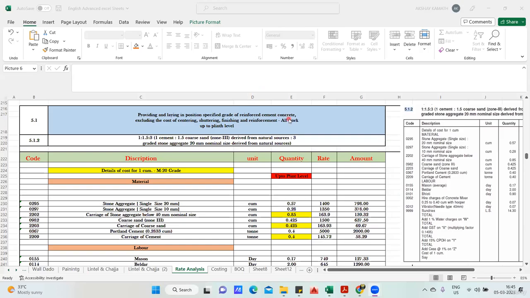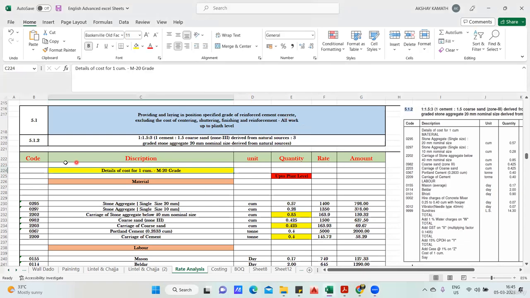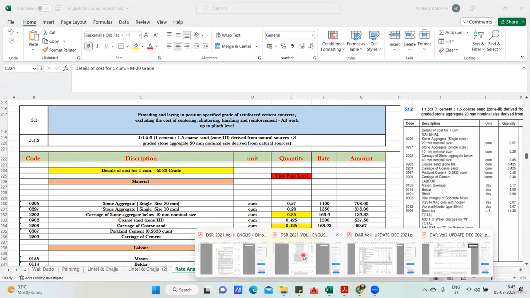So in this lecture, we'll see how the rate analysis is done for the RCC work. That is for M20 grade of concrete. So you have to go to 5.1.2. So I'll go to that 5.1.2.